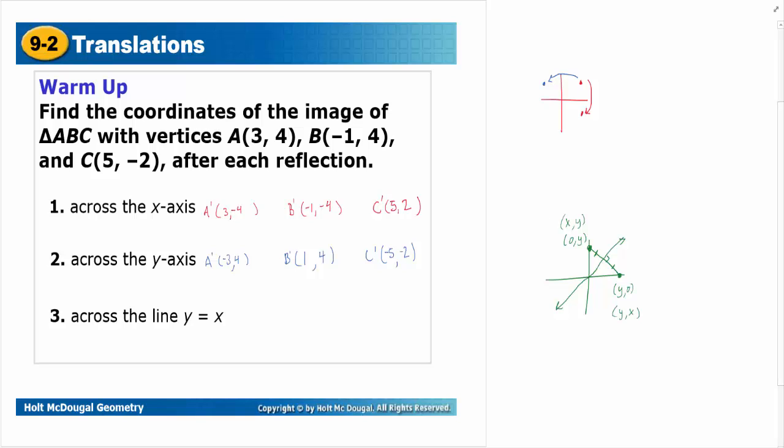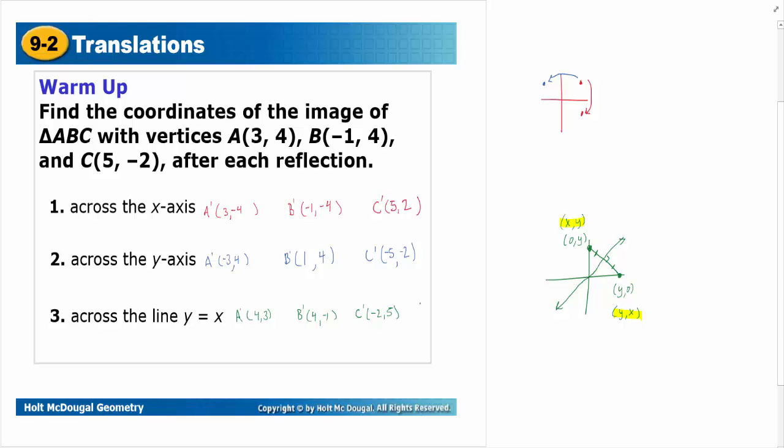Again, I gave you an example with the rule next to it here. So this is the rule. This is just a quick example that I gave you to help you remember it. So anyway, in this case, you're going to flip the x's and y's. So A prime is going to be 4, 3. B prime, that one's going to be 4, negative 1, and C prime is going to be negative 2, 5.